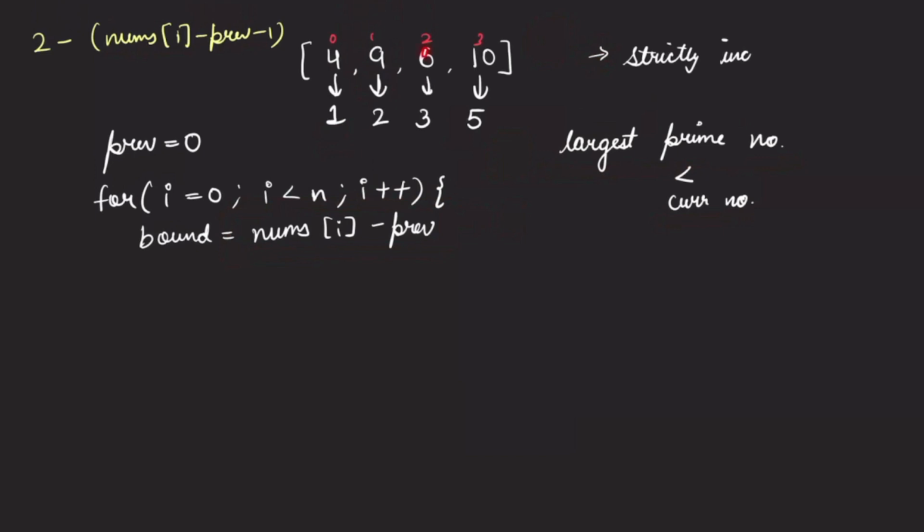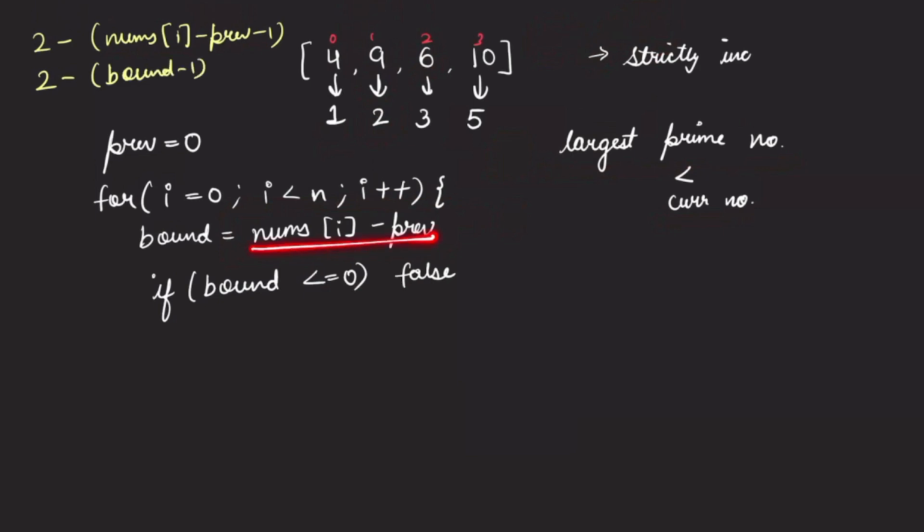Also, let us suppose this was 1, then 1 minus 2 would give you minus 1, which is a negative number. And I said that in our array, we can have only positive numbers, right? So if in any case nums of i minus previous becomes less than or equal to 0, your answer is straight away going to be false. So we will check that if bound is less than or equal to 0, then return false. If it is not, then our range will now be 2 to bound minus 1, because we have considered nums of i minus previous here. So now our upper bound will be bound minus 1.